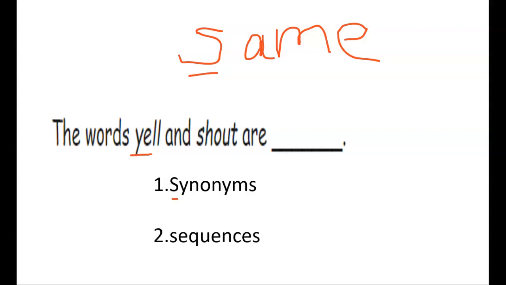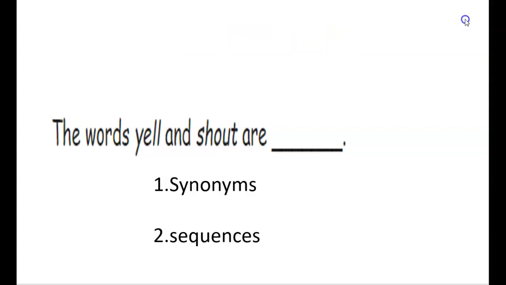Yell means the same thing as shout, right? What about whisper? Whisper and quiet would be good synonyms. What about big? What would be a synonym for big? Big and huge. Those are words that mean the same thing. So remember, synonyms mean same.